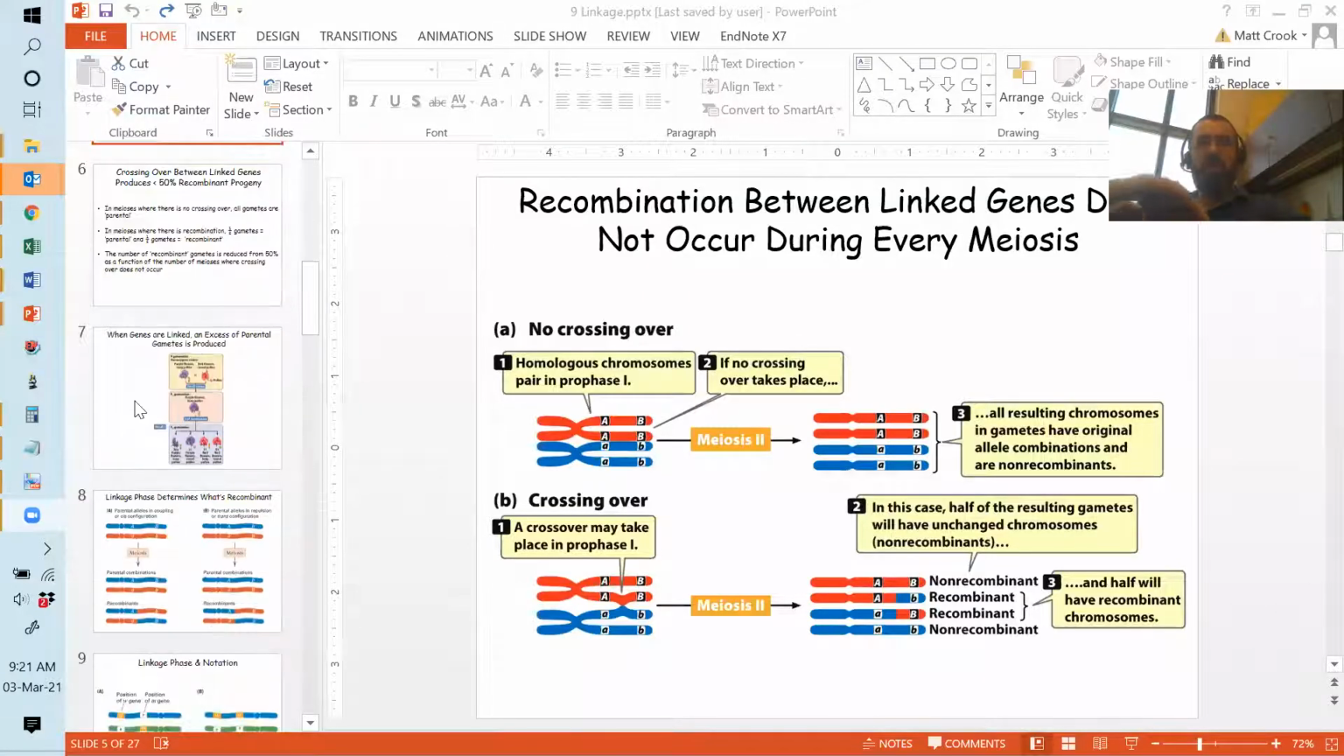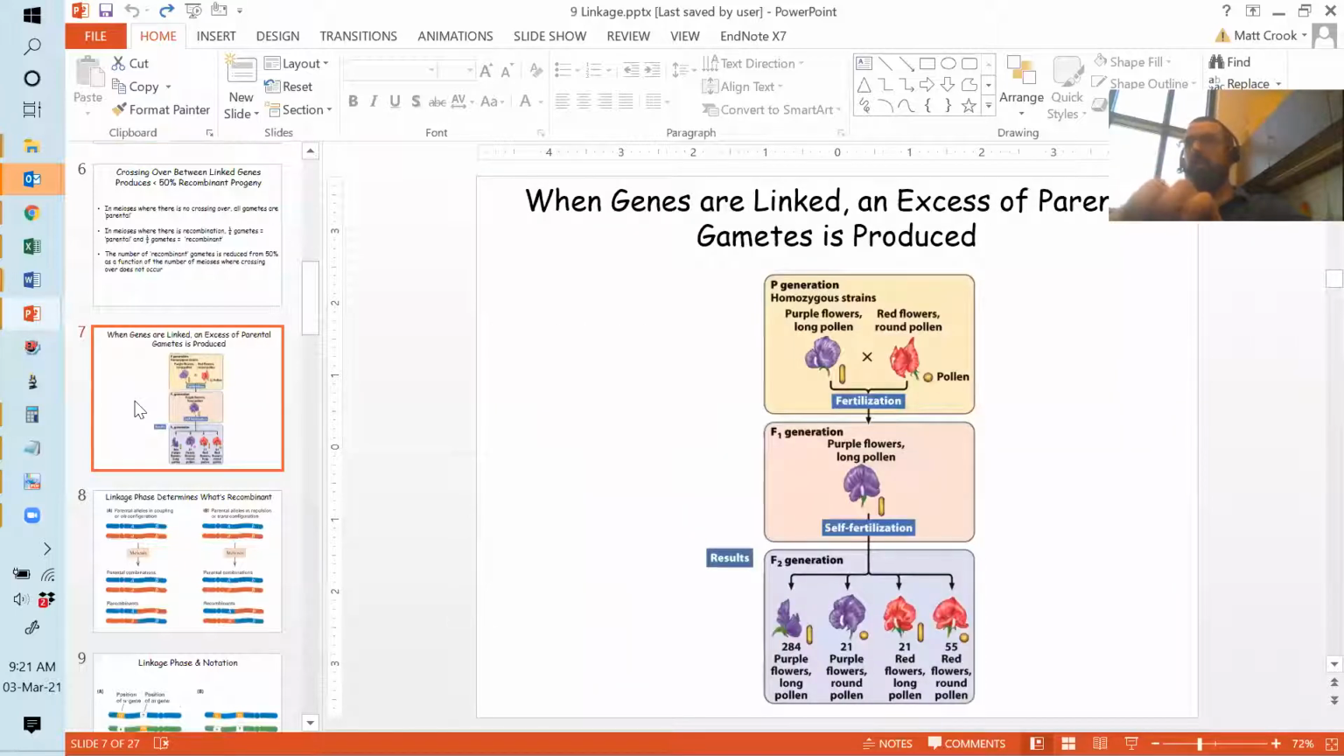So this is a good example, right? This F2 generation should be 9 to 3 to 3 to 1. That's what you would expect to see if these genes were not linked, if they were assorting independently. However, as you can see, these two non-parental recombinations, the ones that are not the same as either parent, are present at much lower rates than you would predict if they were not linked. So this is telling you that there's linkage going on.